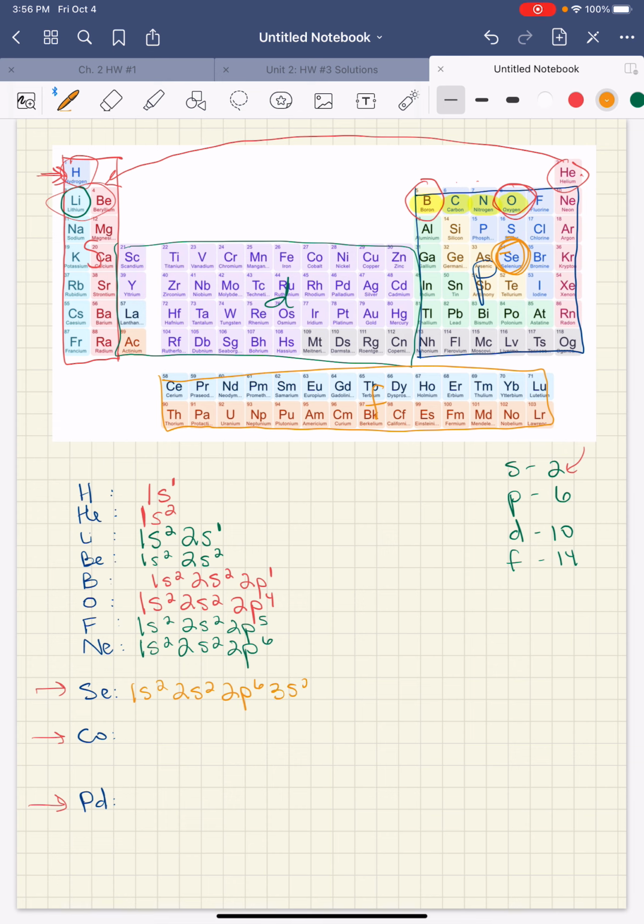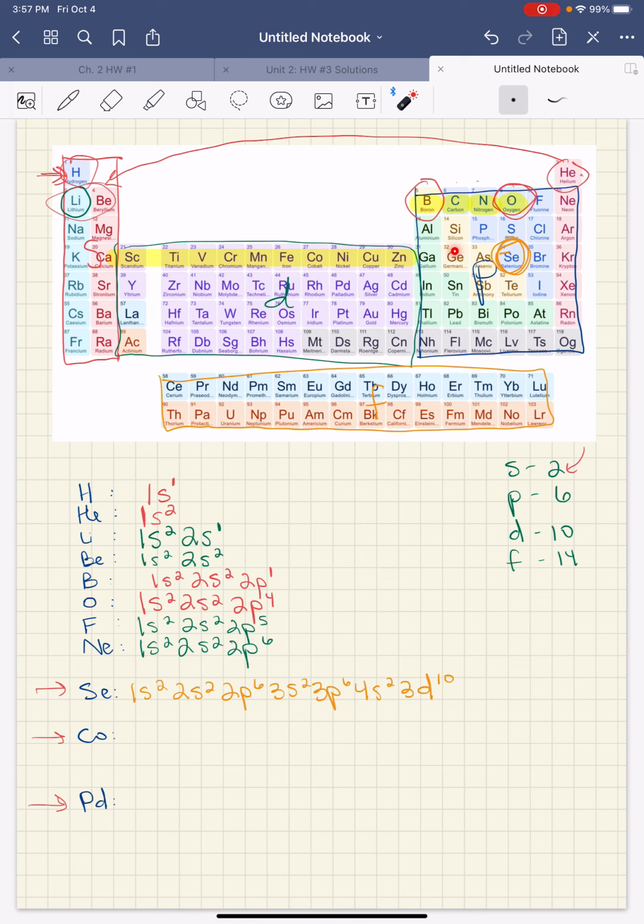So 3s2, 3p6. We're still following the order. Here's 3p6. Now we're in 4s. We go to 4s2, so we've completely filled that shell. And now we've gotten to our row that doesn't quite follow our order. So remember, this is not 4d, this is 3d. So we're going to write 3d, and let's count over. 1, 2, 3, 4, 5, 6, 7, 8, 9, 10. So that's going to be 3d10.